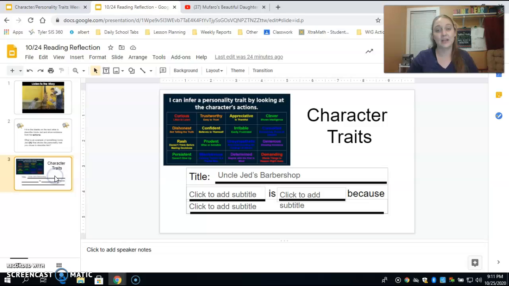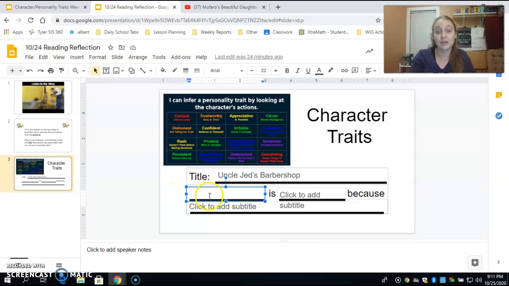And then finally, when I get to my reflection document, the part where you actually need to type to show you've done the work, the first blank, you would put the character, Uncle Jed, is, pick a personality trait from the word bank up here at the top. And then it says, because what? What did he do in the book? So that's where you type your evidence of what he did in the book that shows that he can be described as the personality trait that you chose.